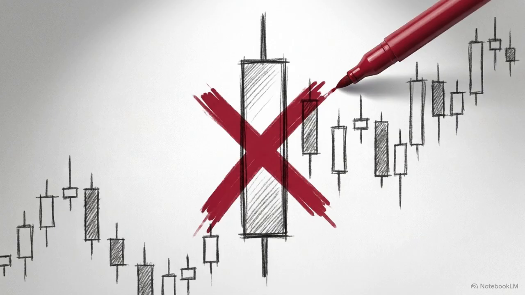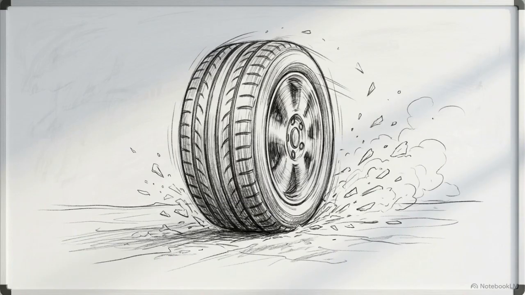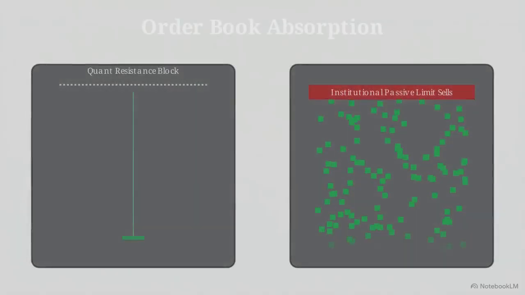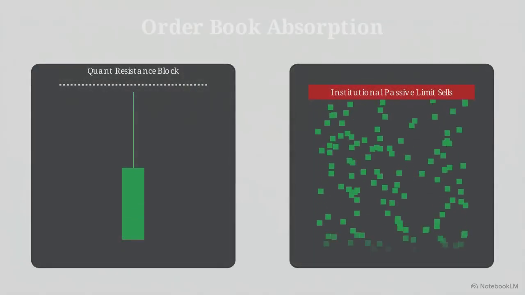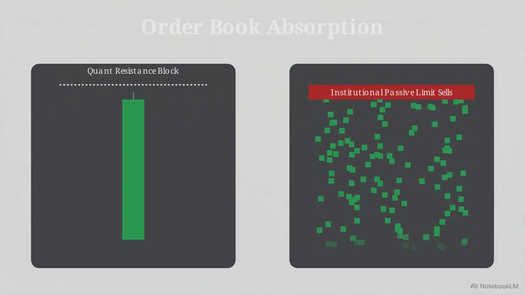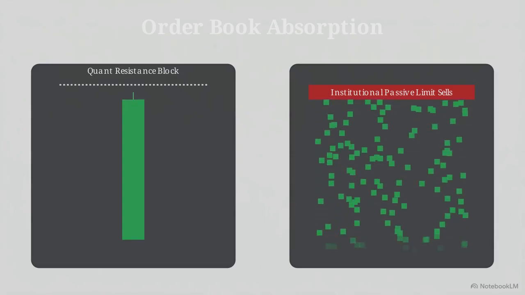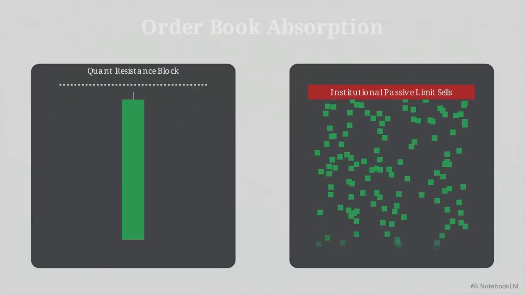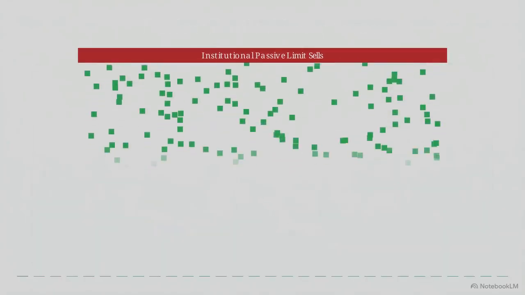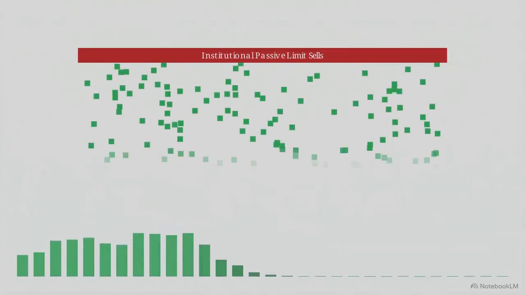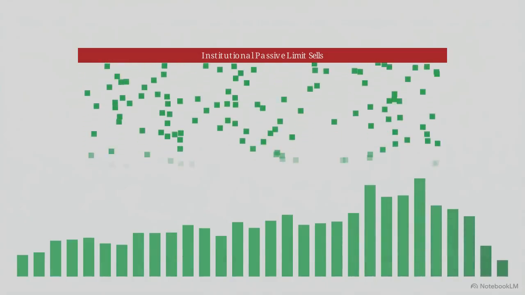A large price expansion past a previous high carries no weight if the order book fails to provide forward traction. This data visualization illustrates order book absorption. On the right, continuous market buy orders collide directly into a fixed wall of institutional limit sell orders. Traditional volume indicators can be deceptive, as they display these massive transaction spikes as signs of bullish health.